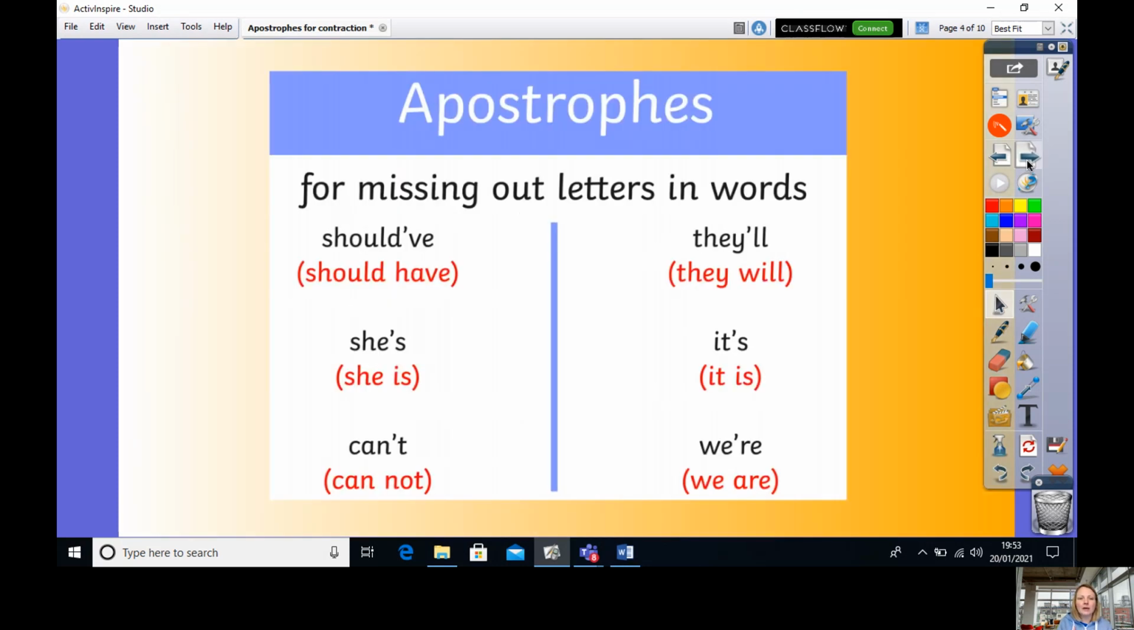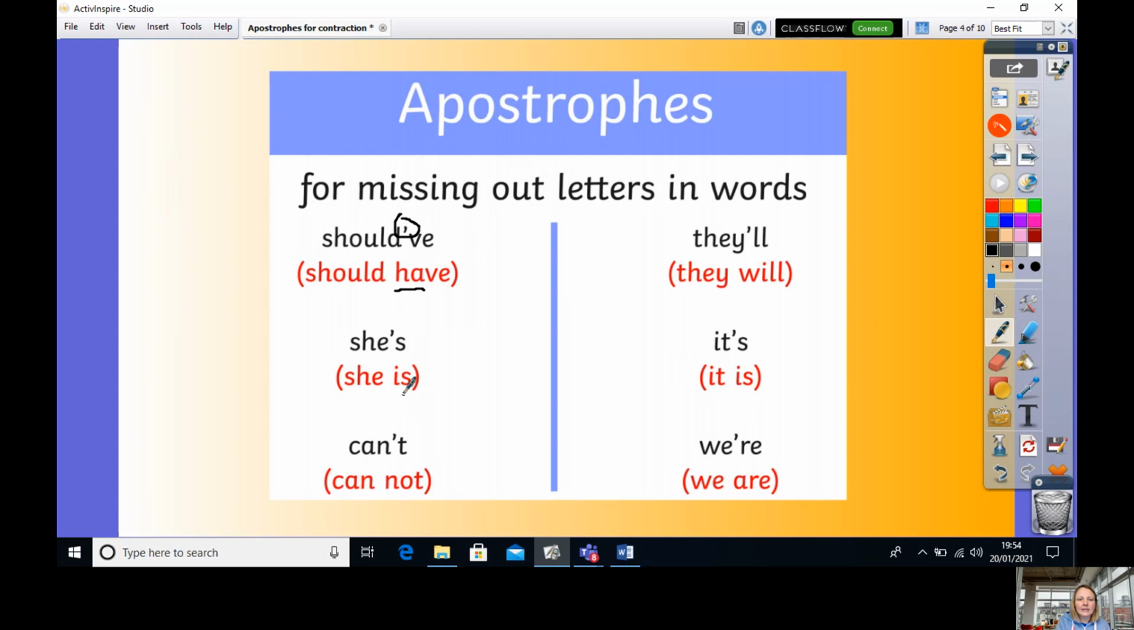So we've got some examples here for missing out letters in words. So should have, should've. And you can see by looking at it that we've still got the word should, but here the H and the A are missing, and in place of them is this apostrophe just there. So should have has become one word, should've. This is the apostrophe for contraction.